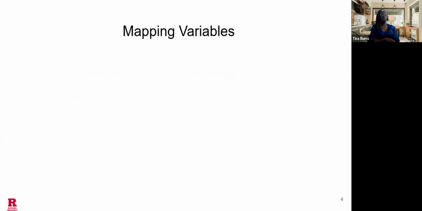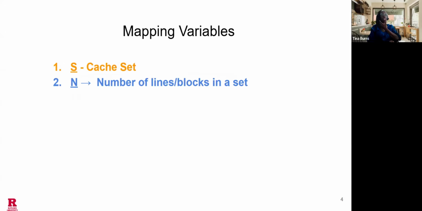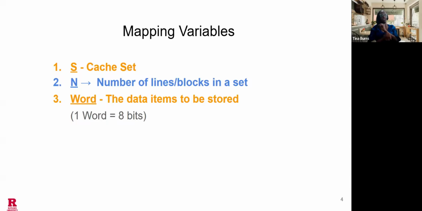Now, when we look at mapping variables, as we do some of our problems, we're going to use shorter terms or variables to represent these items. S will typically be for your cache set. N is typically going to be for the number of lines or blocks in a set. A word is the same thing as a byte. So a word is 8 bits or 1 byte. They're all synonymous. So if you see that in some of your examples, don't get confused. Just know that a word is a byte. One word is 8 bits of information.